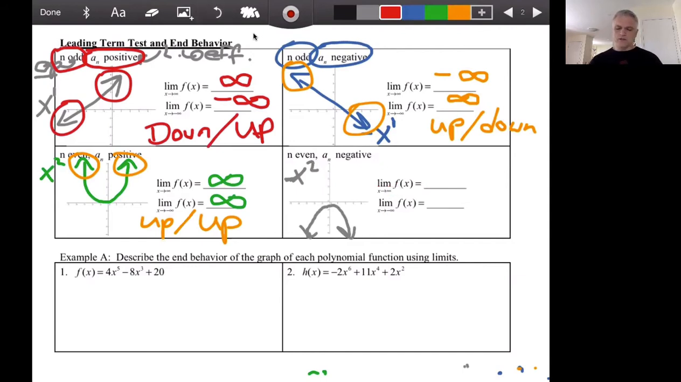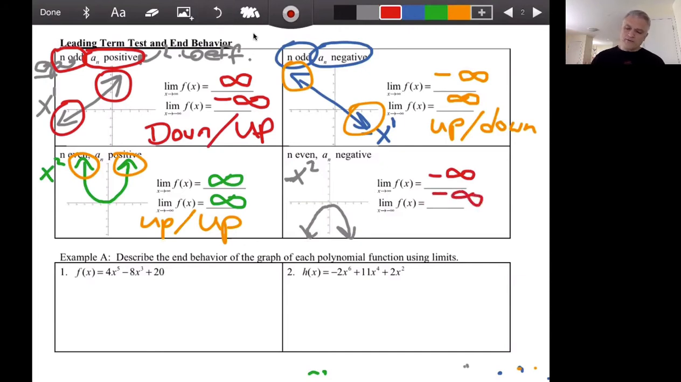Okay, the limit of f of x as x approaches, so as x goes to the right, this graph is going down. The function is going down. The y values are going down. So it's approaching negative infinity. As it goes to the left, or towards negative infinity, the limit of f of x, or where is y going, is again negative infinity.